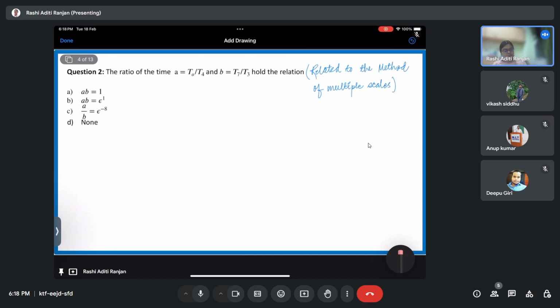So as I discussed earlier, also in case of method of multiple scale, what do we define? We define T, right? Epsilon is nothing but the bookkeeping parameter.